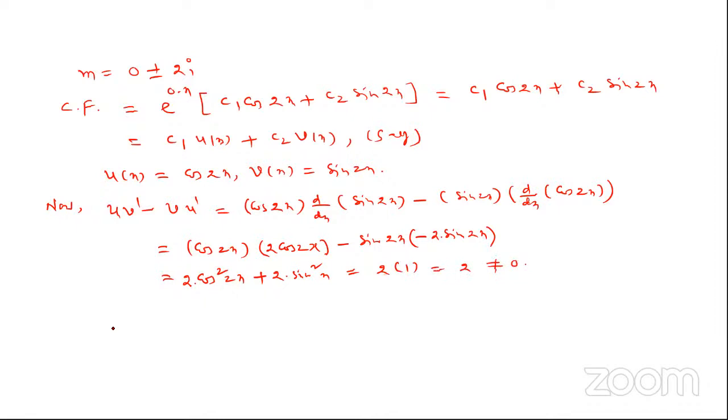Now let us move to find the particular integral. How will we write the general particular integral? The particular integral is A(x) into u(x) plus B(x) into v(x). But we already know that u(x) and v(x) are respectively cos 2x and sin 2x. So now our job is finding the A(x) and B(x) values. Let us start with the first, the A(x) value.